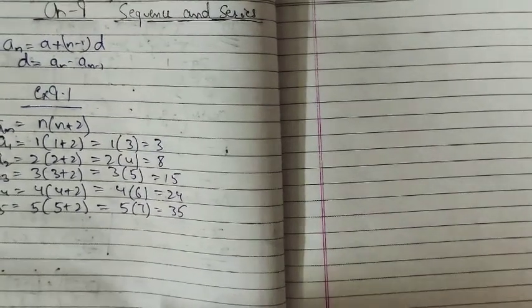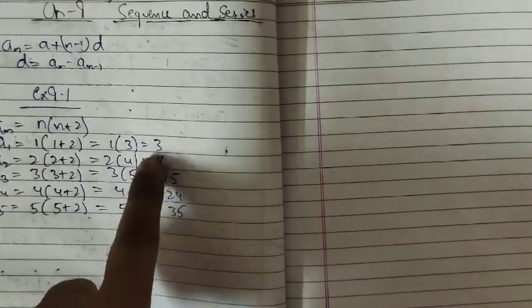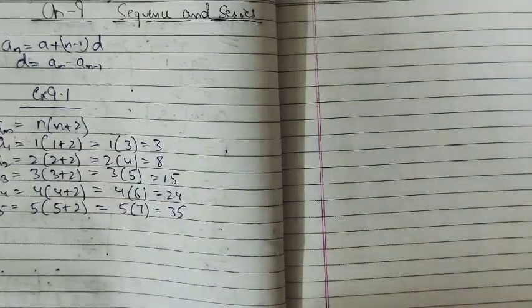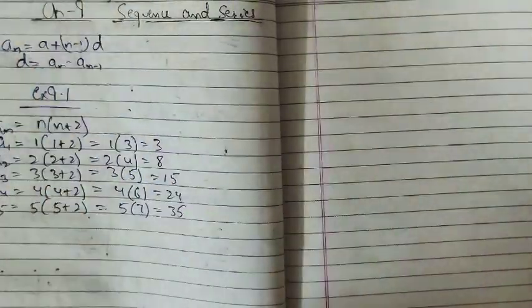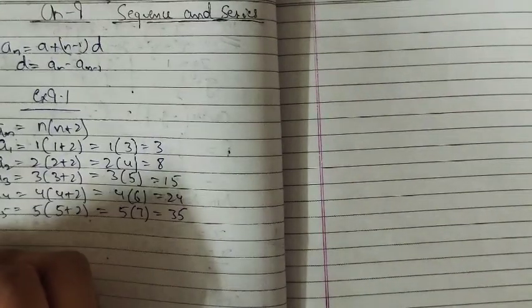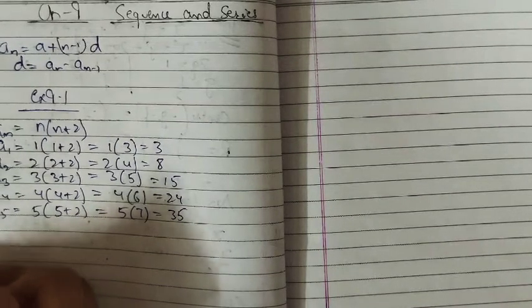As we can see, this is just a sequence. It's not an AP, because 8 minus 3 is 5, 15 minus 8 is 7, 24 minus 15 is 9. So this is just a random sequence, right? Next, let's take question number 3. Okay, let's take the fourth, question number 4, right?